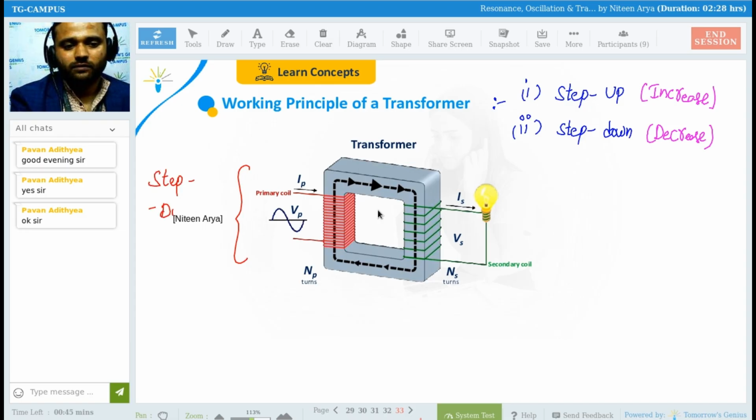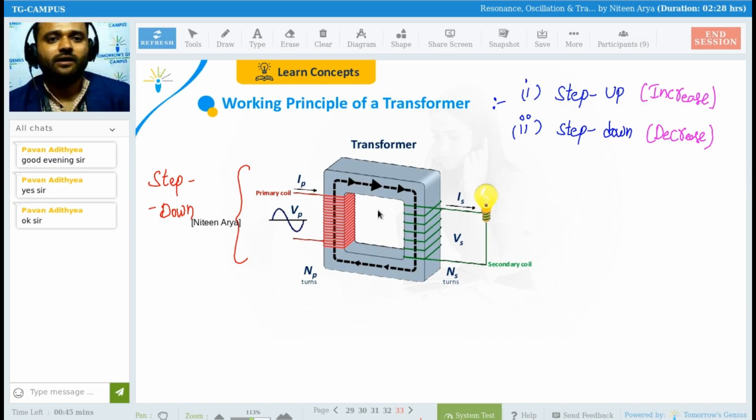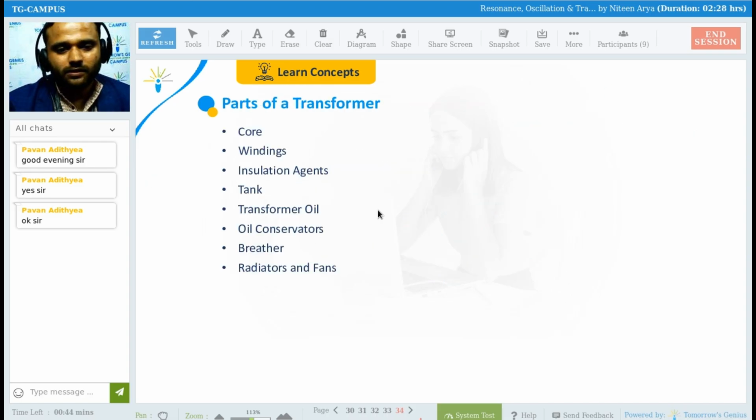Okay. Basically, in your locality, in a nearby park or on the pole itself somewhere, you have seen the step down, not the step up. Step up is basically made in power stations. So we are going to see the working principle next, but a transformer is basically a device which is going to increase or decrease the voltage coming in this way. Clear? Two types: step up, which increases, or step down, which decreases.